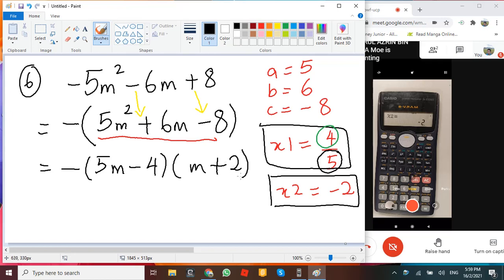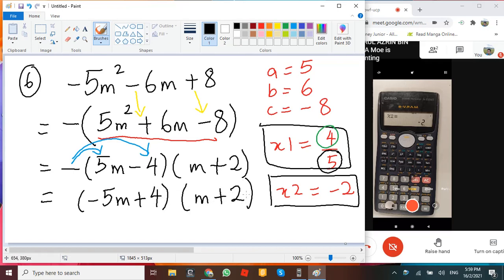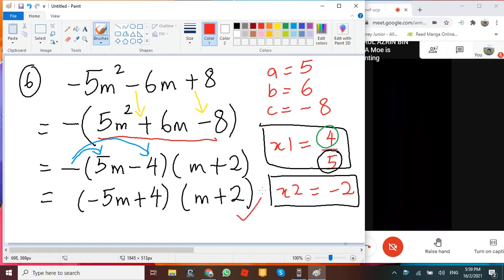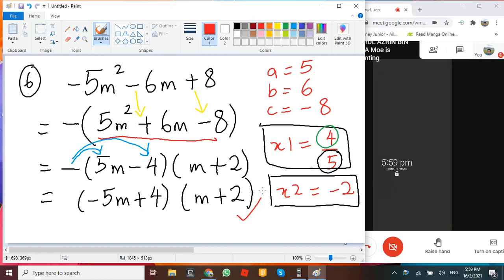However, do not leave your answer like this. What you do next, you expand or multiply inside the bracket. Only one bracket, either the first bracket or the second bracket only. So the answer is negative 5m, negative is positive 4. And then the second bracket, same, didn't change. So this is the final answer. The answer should be like this.